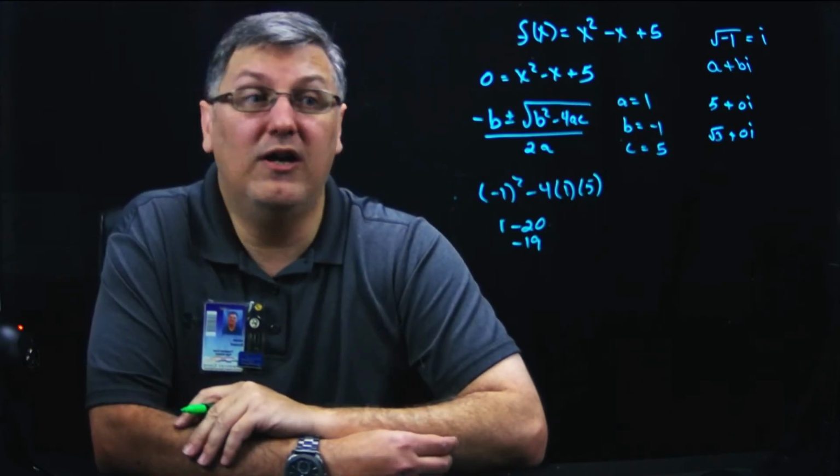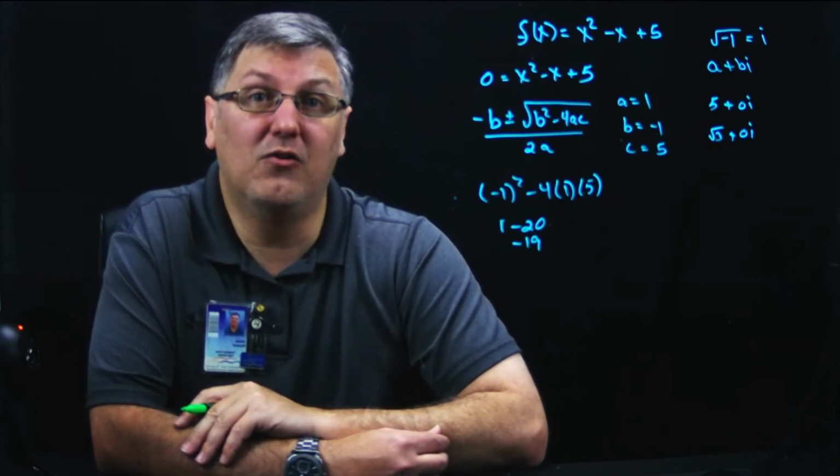Okay. Well, if my discriminant is less than 0, it means I'm going to have 2 complex solutions. So lo and behold, I'm going to have 2 complex solutions. So my final answer should have an i in it.